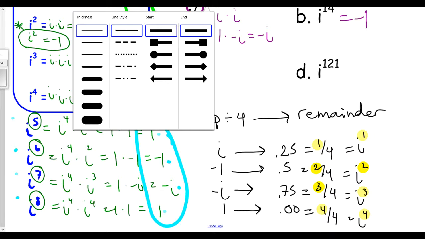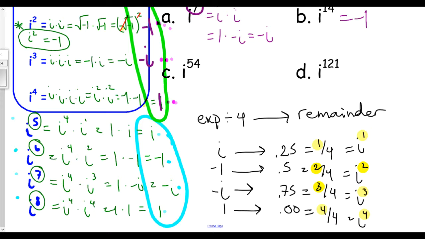So if we've got i to the 54th, either in a calculator or in that big, beautiful brain of yours, you can take 54 and divide it by 4. 54 divided by 4 gives us 13.5, so it has a remainder of 0.5. Well, 0.5 is 2/4, so that's the same thing as i squared. And what does i squared equal?